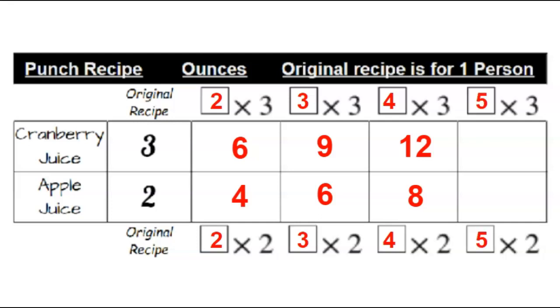And again, for 5 people, I'm going back to the original recipe, so 5 times 3 is 15, and 5 times 2 is 10. So if I was making this for a small group of people, then I would have 15 ounces of cranberry juice and 10 ounces of apple juice.